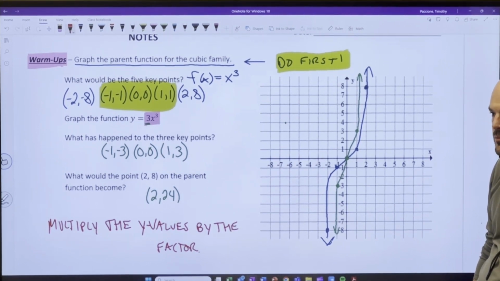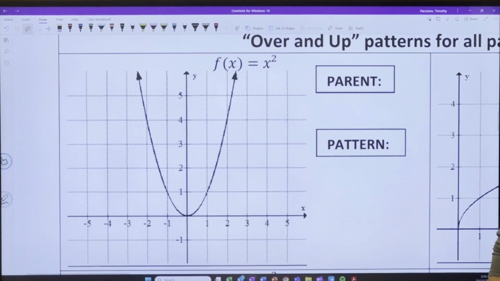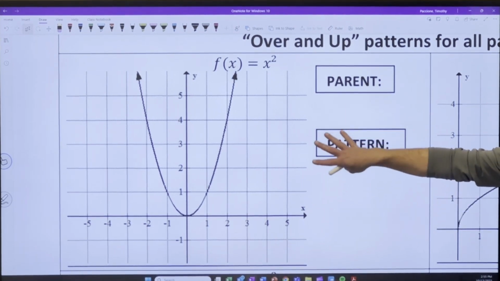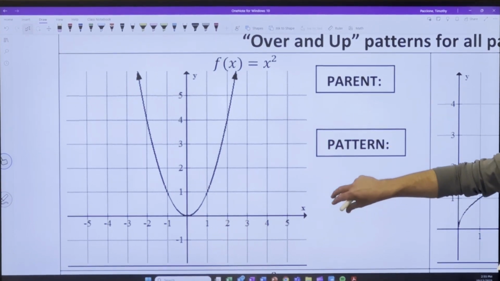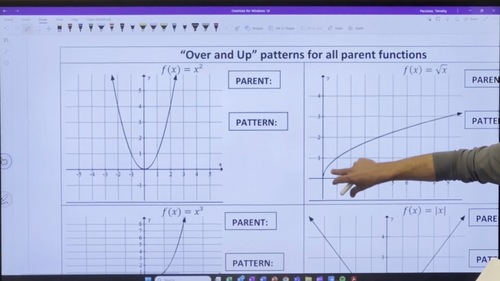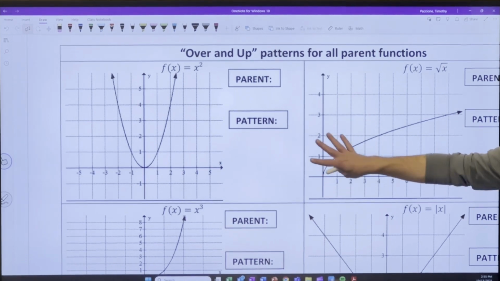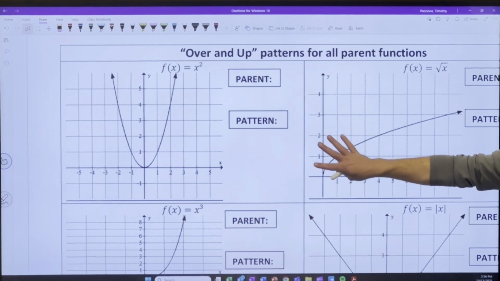Good questions. Okay. So what we're going to do now, before we get into some crazy functions, we're going to practice our over and up patterns for all of our parent functions, right? We're going to make sure we are locked in on these because we're going to start going a little wild with these functions and we want to know our patterns well. So these 4 boxes, take really good notes right now, because this kind of sums up 4 lessons, right?